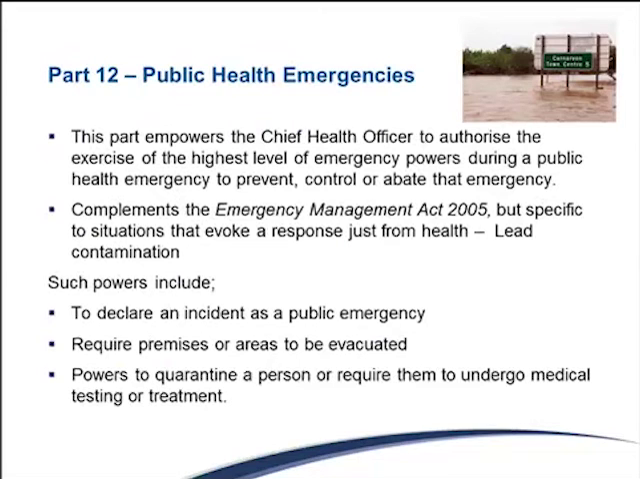Part 12. Public Health Emergencies empowers the Chief Health Officer to authorise the exercise of the highest level of emergency powers during a public health emergency to prevent, control or abate that emergency. This part complements the Emergency Management Act 2005, but is specific to events that only require a response from health agencies, such as pandemics. Such powers include the ability to declare an incident as a public emergency, require premises or areas to be evacuated, powers to quarantine a person or require them to undergo medical testing or treatment.